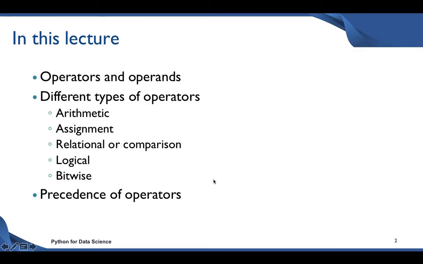Okay, so in this lecture we will cover what is an operator and operands, and we will see what are the different types of operators we have in the Python language. First we are going to see the arithmetic operator, then assignment operator, relation or comparison operator, and how we can carry out the working, and then we'll see the logical and bitwise. In the end we will see how the precedence of operators works.